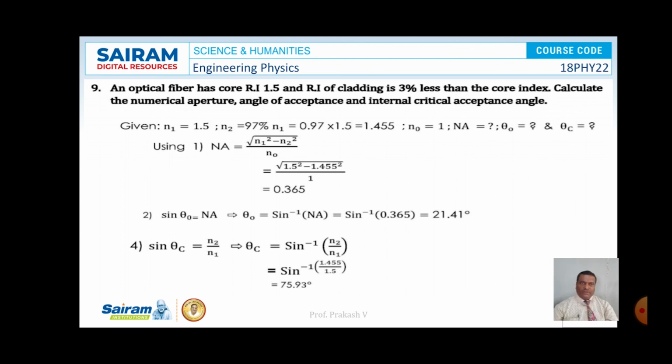Further, we know that sin theta c is equal to n2 by n1, therefore theta c is written as sin inverse of n2 by n1. So substitute the value of n2 and n1 here, then on simplification the value of theta c is found to be 75.93 degrees. So this is the solution for this problem.